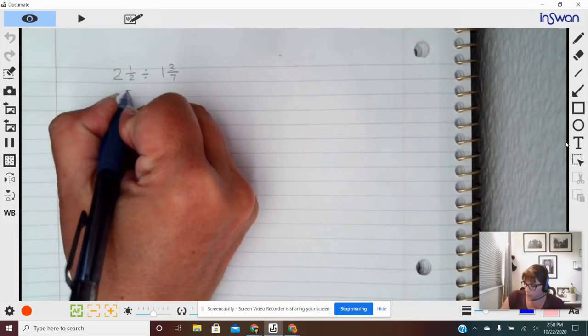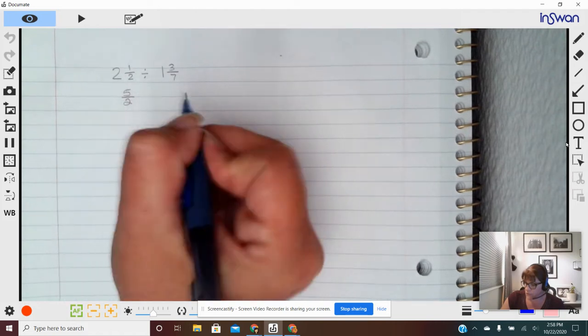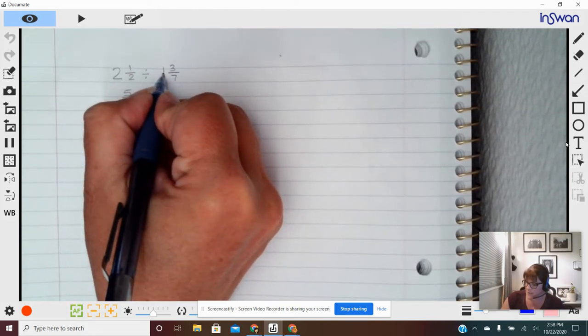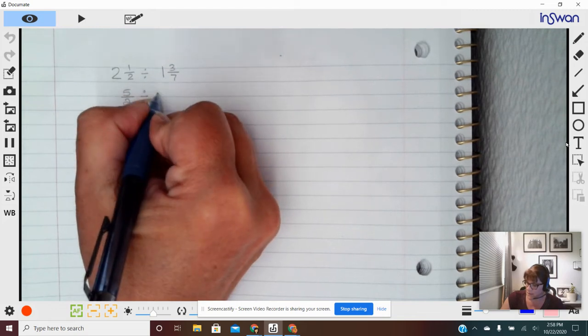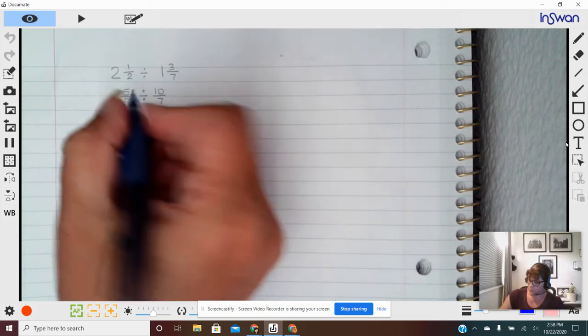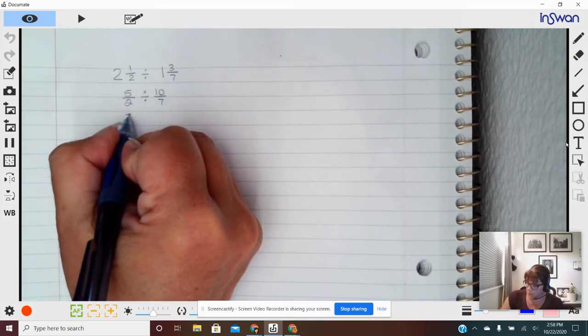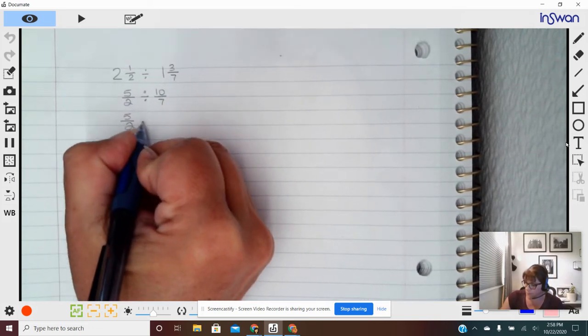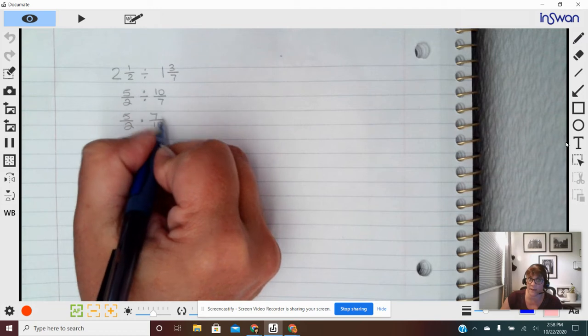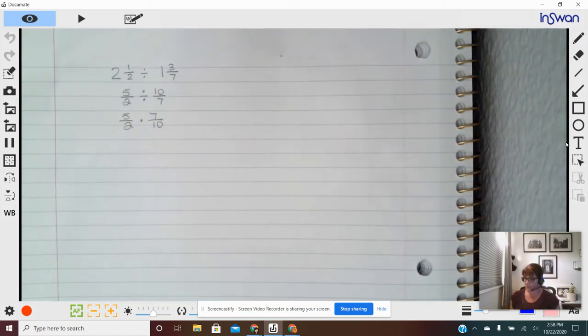This is our favorite improper fraction, 5/2, divided by 7 times 1 is 7, plus 3, 10/7. Now I'm going to multiply by the reciprocal. Keep, switch, flip. Always the second guy. Okay.